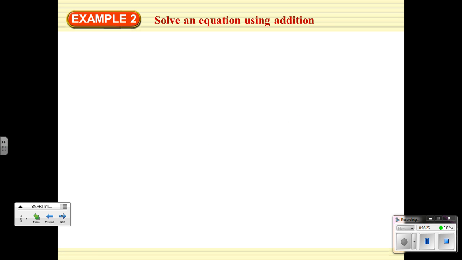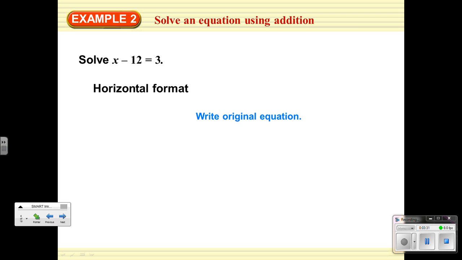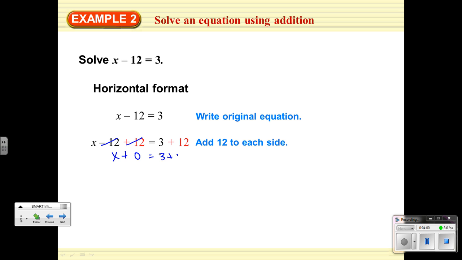Okay, so here's our next example. We're going to use the addition property of equality and show you the horizontal format. I don't like the horizontal format. I like the vertical format, which I will show you later. We just did the horizontal format earlier as well. But since we are subtracting 12 from our unknown, to get back to my unknown, I've got to add that 12 back in. So now I have a negative 12 and a positive 12. So now basically I have x plus 0. That's what I'm showing here: x plus 0 equals 3 plus 12. Okay, so x plus 0 is just x.